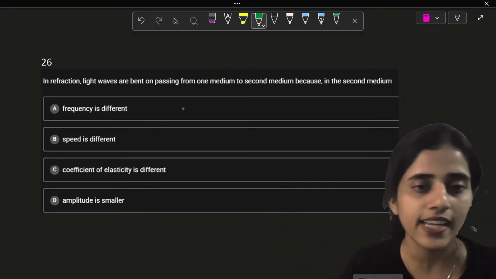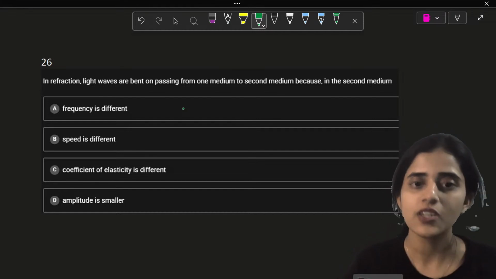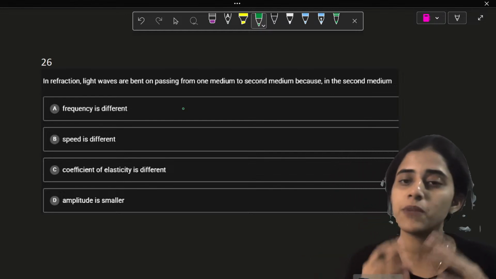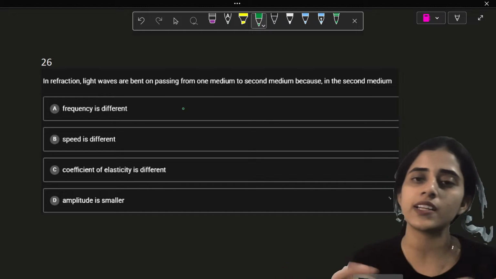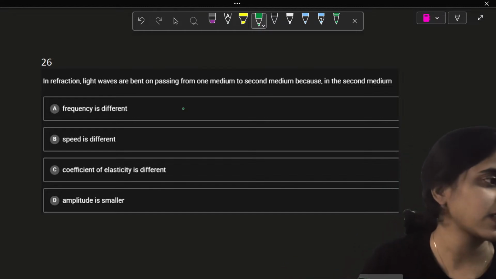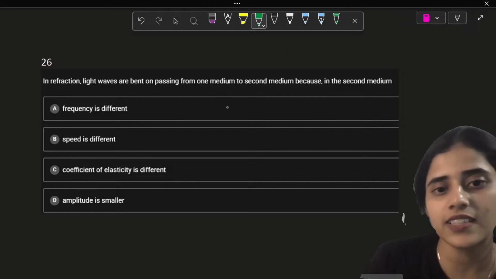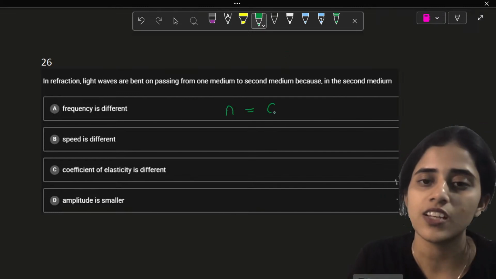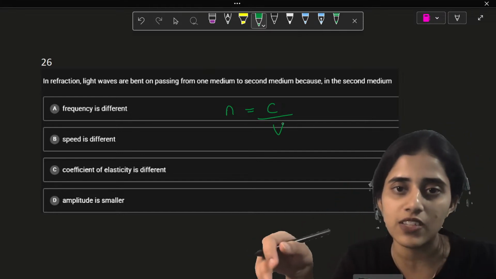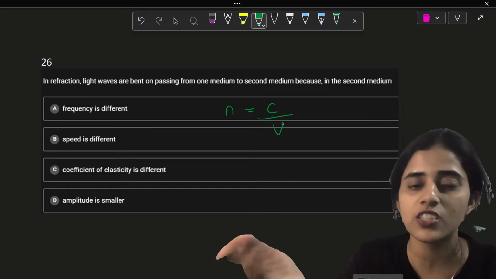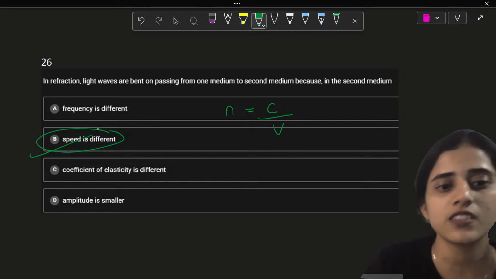Okay, students. Next question. In refraction, light waves are bent on passing from one medium to the other because what happens? So when light passes from air to glass, why does it bend? That's the question. It's a very simple question. You shouldn't have to do any steps. So basically, the refractive index changes. When refractive index changes, why? Because speed changes. N is equal to C by V. So glass to air, refractive index changes because V changes. The speed of light changes. So obviously, speed is different.